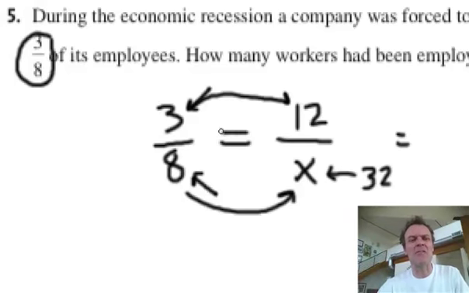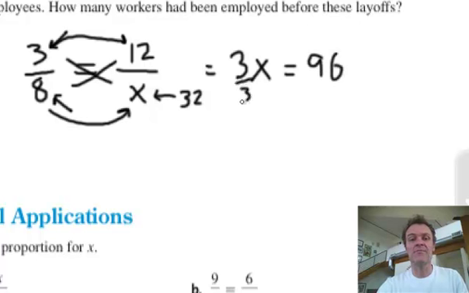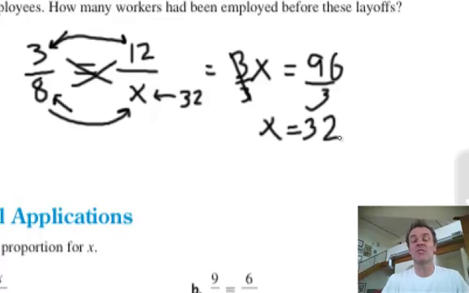But if you're not sure about that, let's do the cross multiplication. 3 times x is 3x. 8 times 12, I know is 96. When I divide by the number next to the letter, divide by 3, I'll get x equals 32. So either way, the total amount of workers before they laid them off was 32.